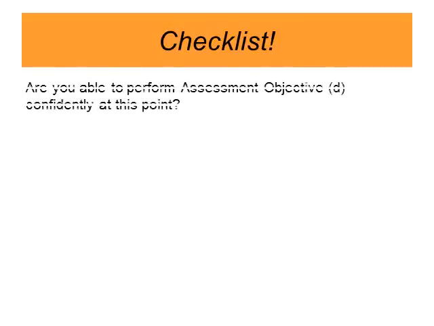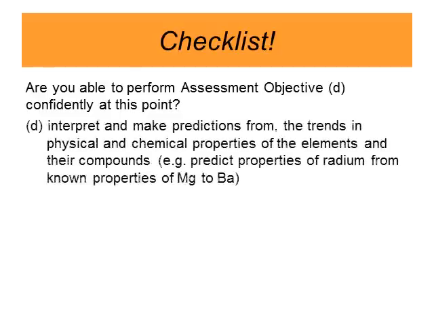So, let's take a pause here. Have you understood enough to be able to perform assessment objective part D? That is, to be able to interpret and make predictions from the trends in physical and chemical properties of the element and their compounds, and therefore predict radium based on what we have mentioned so far. That is, to summarize everything, are you able to memorize all the physical and chemical properties of beryllium, magnesium, calcium, strontium, and barium? Of course, I don't mean that you are supposed to remember every E0 value, but are you able to remember the trends?